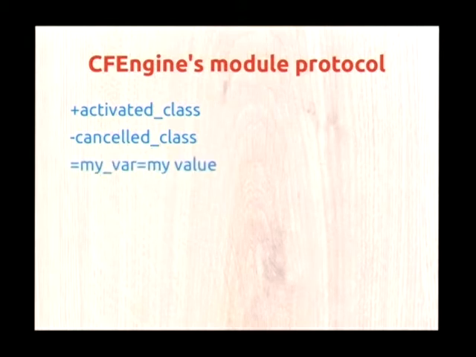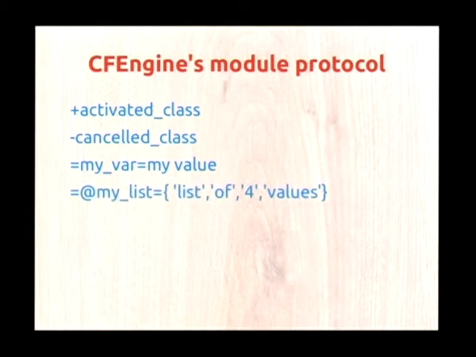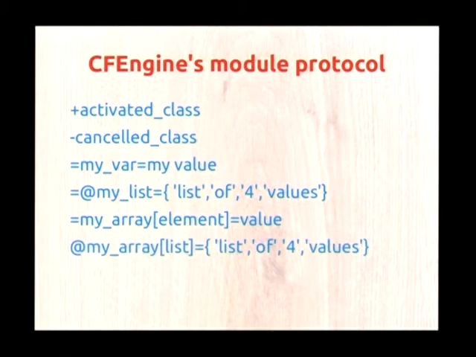Plus something, for example, plus activated class creates a global class called activated class. While dash something cancels a global class. This defines a scalar variable. This defines a list of 4 values. And one can also define array elements. And there are also extensions in the latest versions of CF Engine, but since we don't use one of those versions for now, we don't talk about them, but you can see the documentation, and it's easy to extend the mechanism.